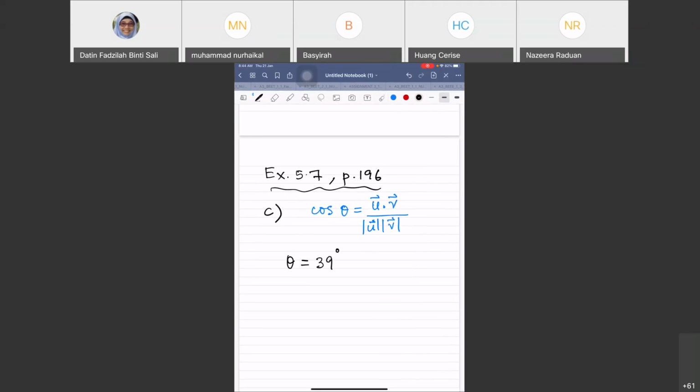Okay, Nazira, what do you get for your u dot v in the formula? What is the u dot v just now? 21. You got 21. Okay, so that means this is not equal to 0, which means not orthogonal. That means u and v are not orthogonal vectors. Alright, okay, thank you, Nazira.